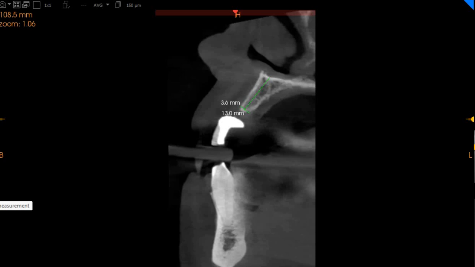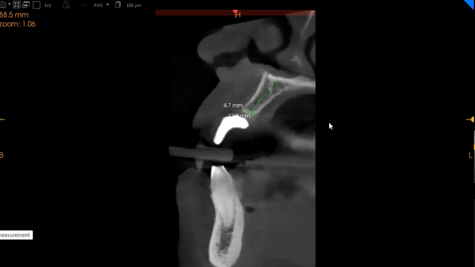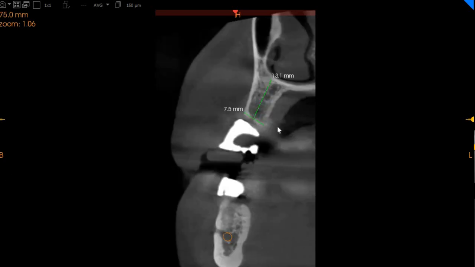The next we have is the upper right lateral incisor. Again, very thin ridge. You've got 4 millimeters of ridge width with 13 millimeters of height. So here a thin implant can be placed, but again bone augmentation would be advised. You've got D3 quality of the bone. Moving to the upper right first premolar region, we've got 7.5 millimeters of width with 13 millimeters of height, and here an implant placement will be absolutely no problem.